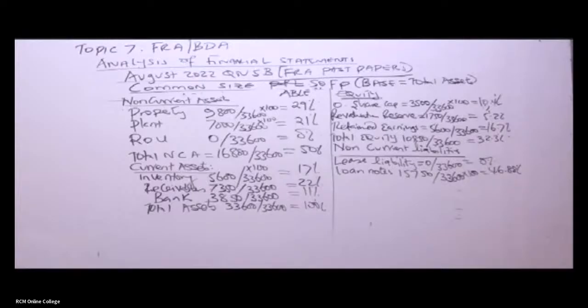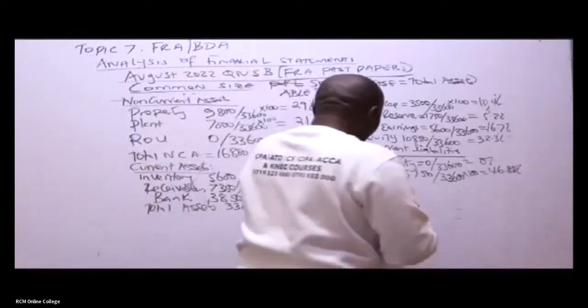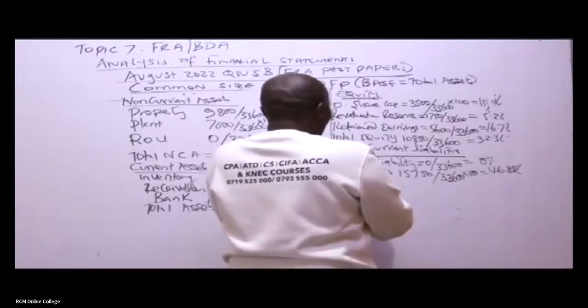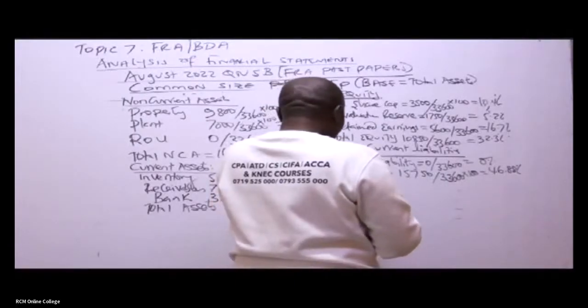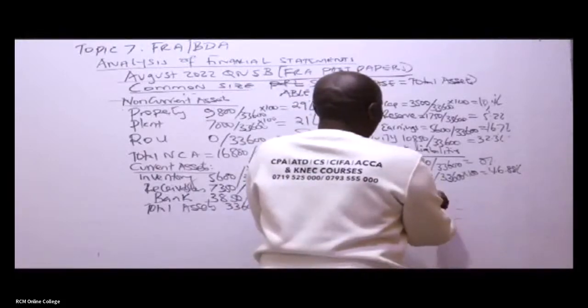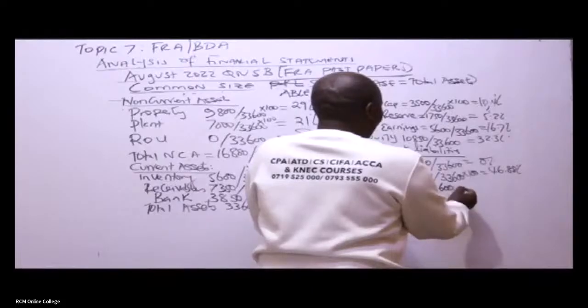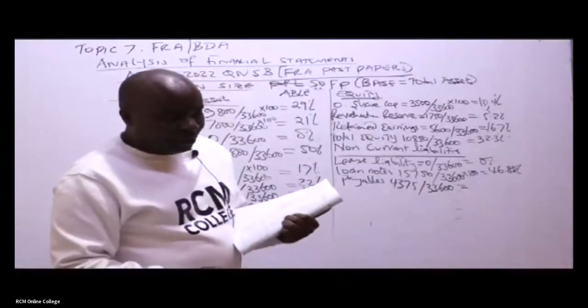So after loan notes, we go straight away to the current liabilities. I don't have to write the title current liabilities because of space, but I know you must have completed. So we have payables. So payables, we have 4375 divided by 33,600 equals. Yeah, great. Thank you very much.